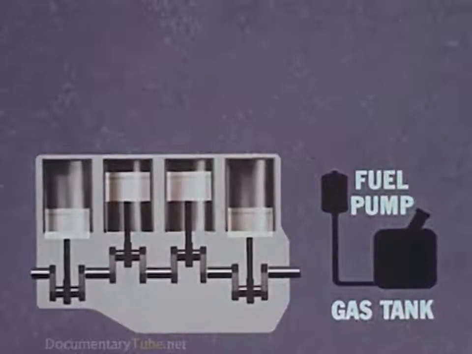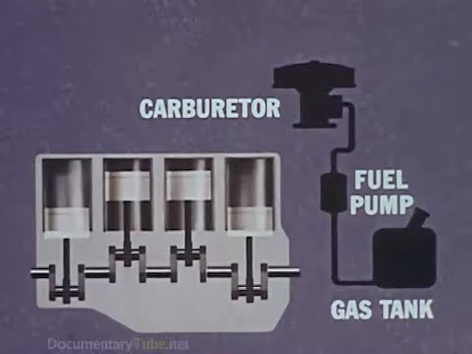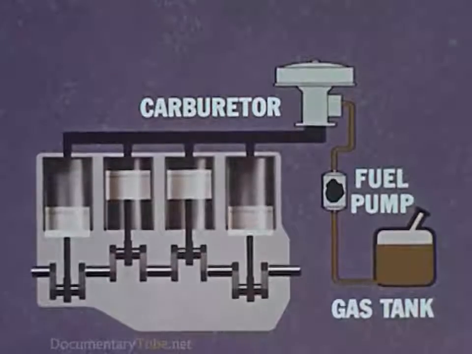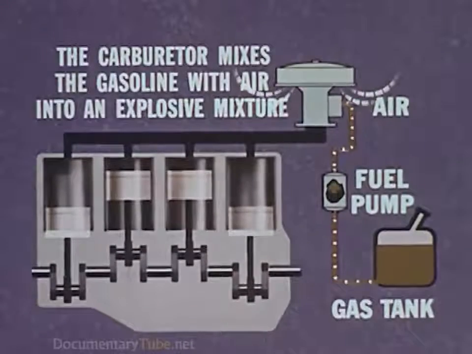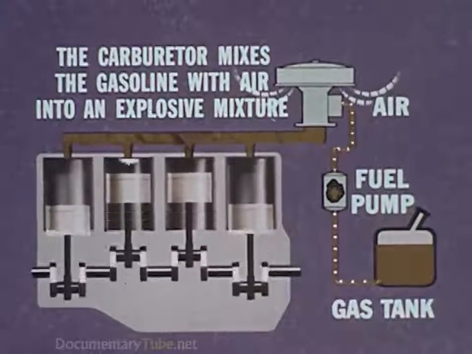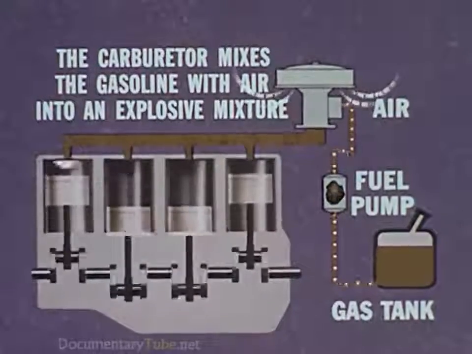Gasoline from the tank is pumped by the fuel pump to the engine's carburetor through the fuel lines. The carburetor mixes the gasoline with air to form the explosive mixture that drives the pistons.